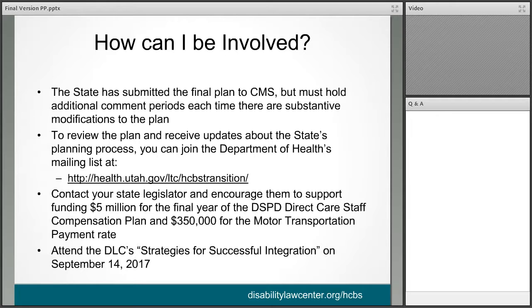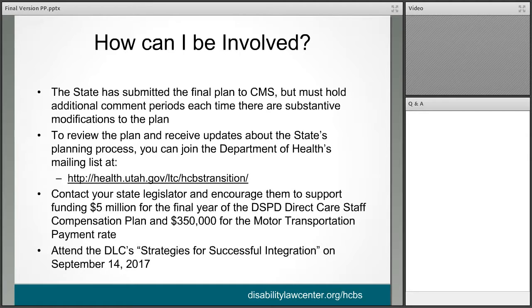Some of the updates would certainly include when an open comment period occurs. You can join the Department of Health's mailing list that we've included on this slide. And you can also contact your state legislator and encourage them to support funding the $5 million for the final year of the DSPD Direct Care Staff Compensation Plan, as well as a $350,000 allocation for the motor transportation payment rate.